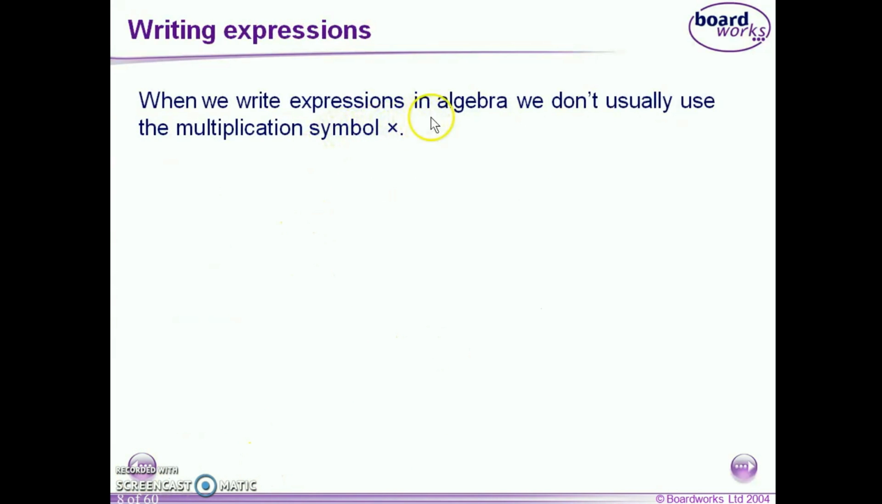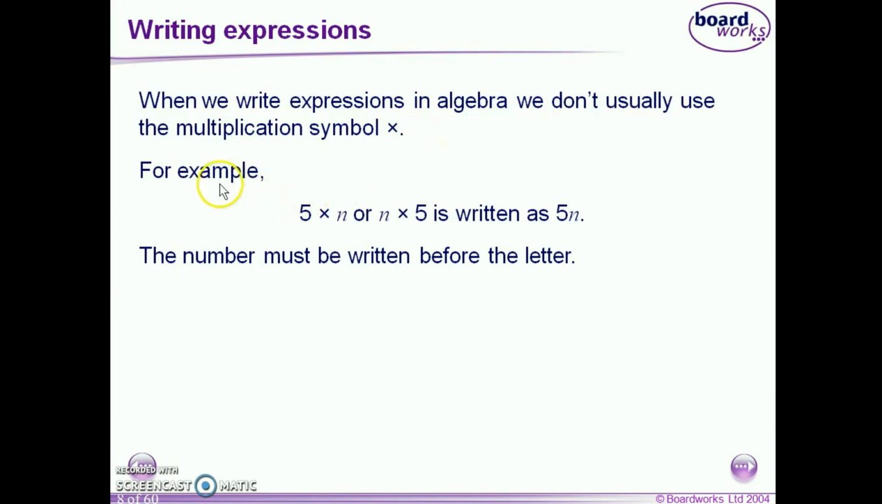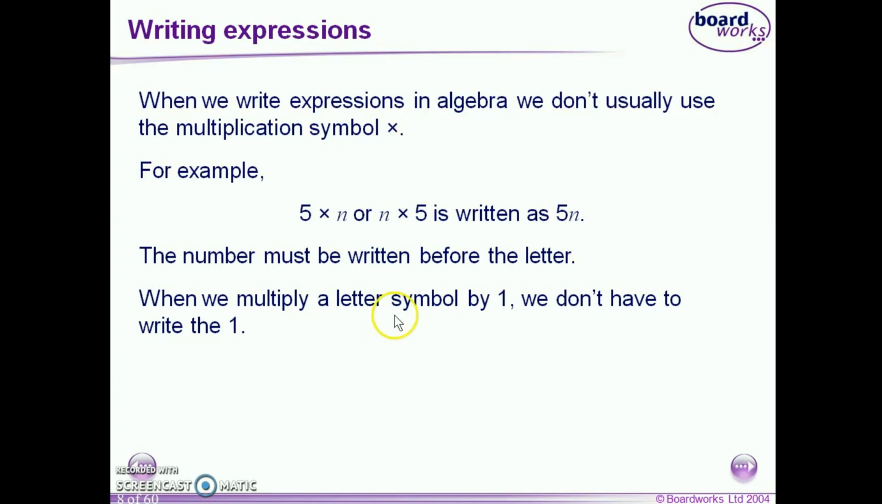When we write expressions in algebra, we don't usually use the multiplication symbol. For example, 5 times n or n times 5 is written as 5n. The number must be written before the letter. When we multiply a letter symbol by 1, we don't have to write the 1. For example, 1 multiplied by n or n multiplied by 1 is written as n.